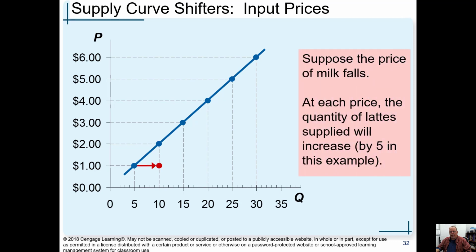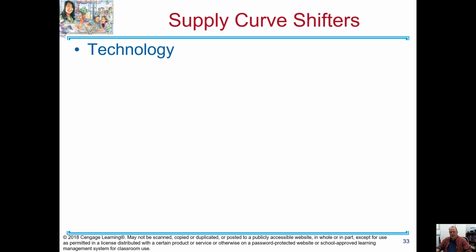Suppose the price of milk falls. I don't know what they're making here, but evidently it requires milk, and that will be an outward shift on the supply curve.